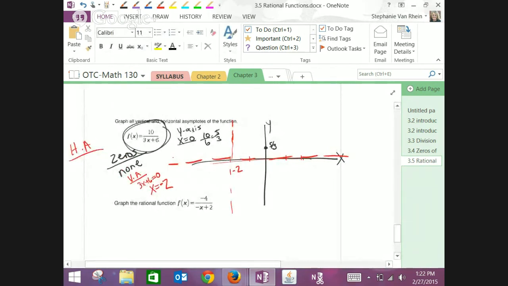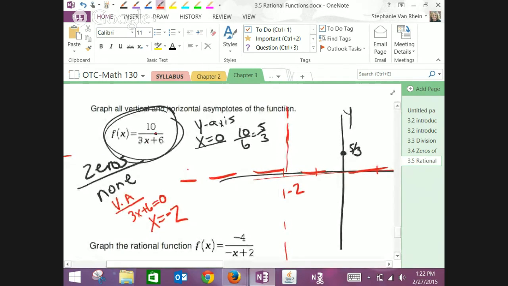You guys see that? If it was 10x over 3x plus 6, then the horizontal asymptote would be 10 thirds. If the power was the same in the numerator and denominator, it's a over b, which in this case would be 10 over 3. You see the power of x in the denominator is greater than the numerator?